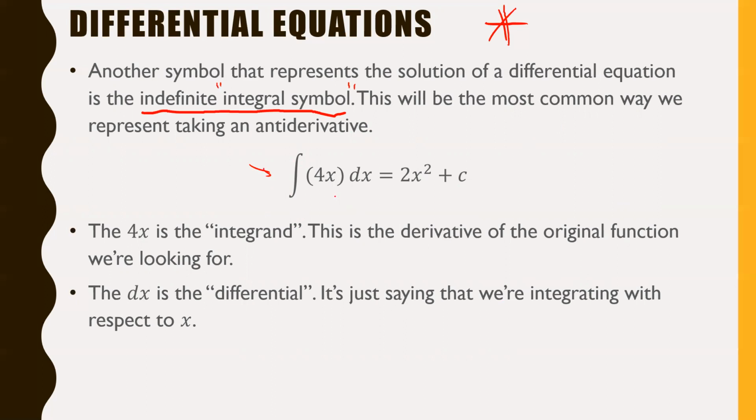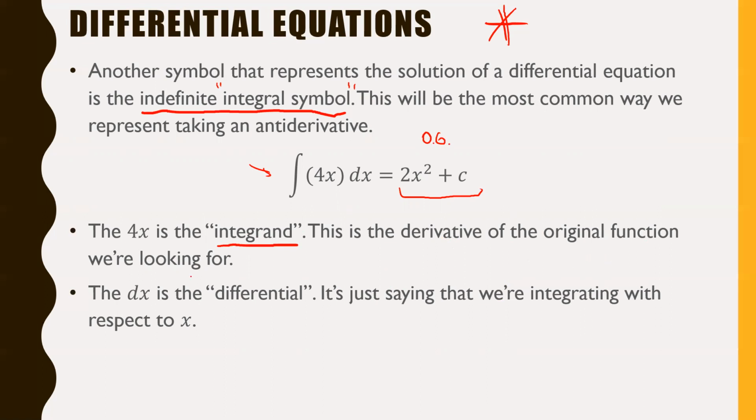So what this statement is saying is the antiderivative of 4x, and this dx means with respect to x, is equal to 2x squared plus c, as we've been seeing this whole time. Now, just for some additional terminology, 4x is what we call the integrand. That is, of course, the derivative of the original function. This one's the original function, the OG that we're looking for.